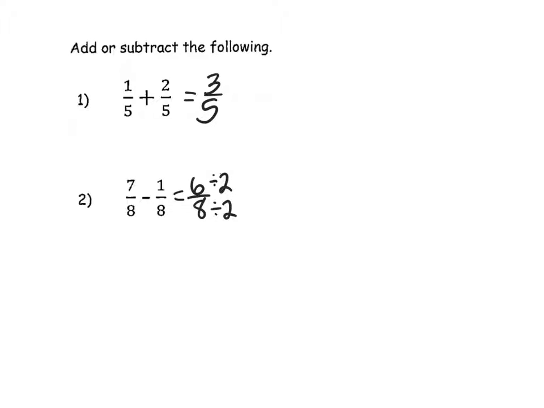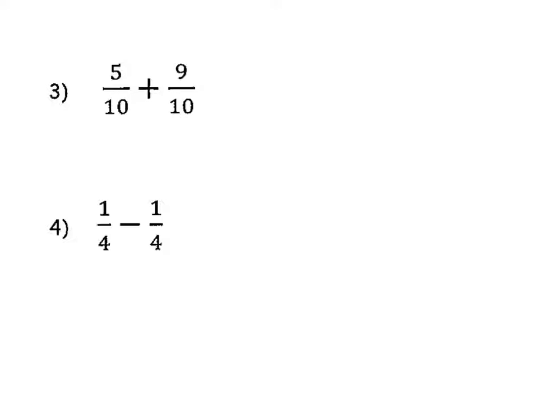6 divided by 2 is what? 3. 8 divided by 2 is 4. Now it's reduced to lowest terms. Good. Number 3.